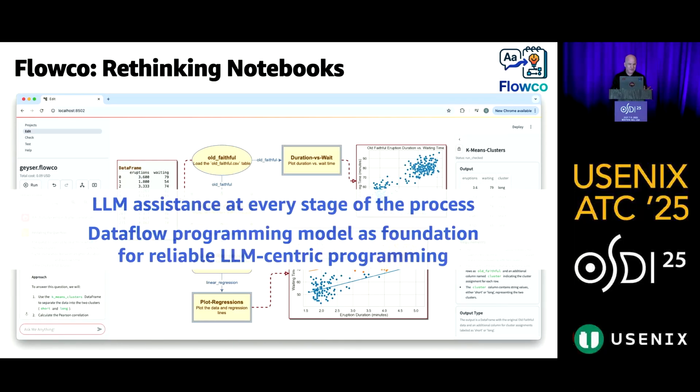Rather than having notebooks where you're the programmer and you fill things in and just execute stuff, here LLM assistance informs every single stage of the process. So it's this data flow programming model that is going to enable us to get effective and reliable LLM-centric programming, specifically for this particular domain.